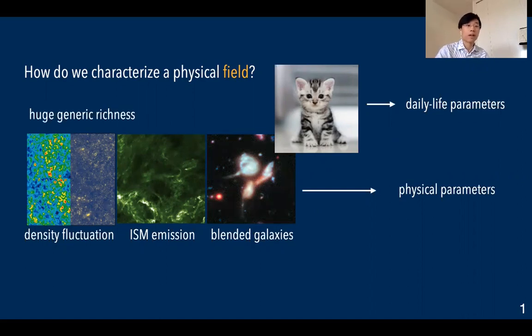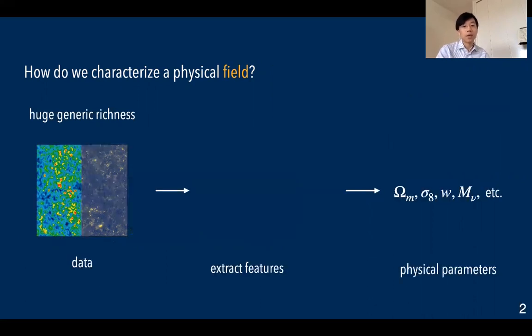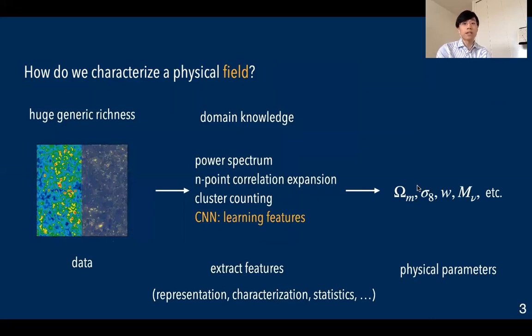So these tasks are actually quite difficult because of their huge generic richness, or in other words, the dimensionality of a field, especially a random field, is very high. In order to do this, people usually first extract features from a field and then do the regression from features to physical parameters. And this dimensionality reduction requires domain knowledge input.